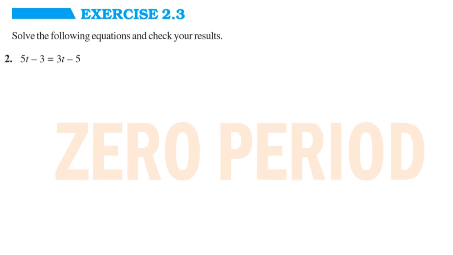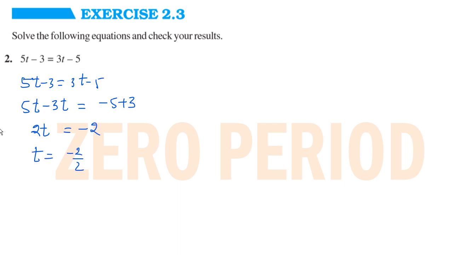Similar question is question number 2. 5t minus 3 equal to 3t minus 5. Two variables are here, 5t and 3t. Bring both together at the left hand side by transposing. Then minus 5 and minus 3 together at the right hand side. 5t minus 3t is 2t. 2t is equal to minus 2. So t is equal to minus 2 by 2. It can be cancelled. So t is equal to minus 1. Your answer is t equal to minus 1.